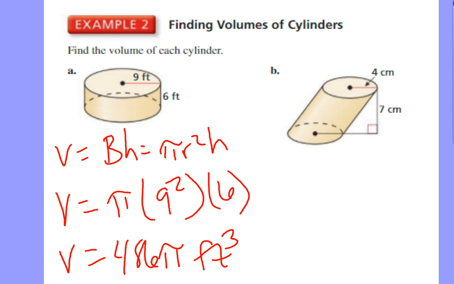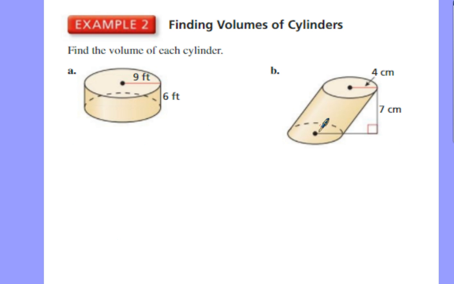So let's maybe try another one with a little bit different uniqueness to it, being that it's slanted. But if you remember correctly, if I made a cross section through here, Cavalieri's principle says that if it's the same thing all the way on up, it doesn't matter if it's straight up and down or if it's slanted.